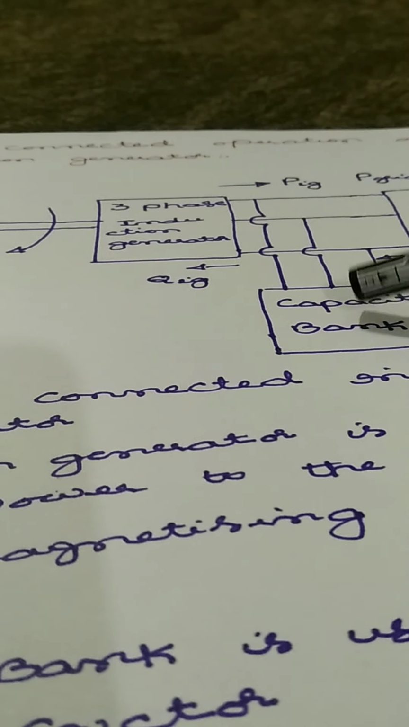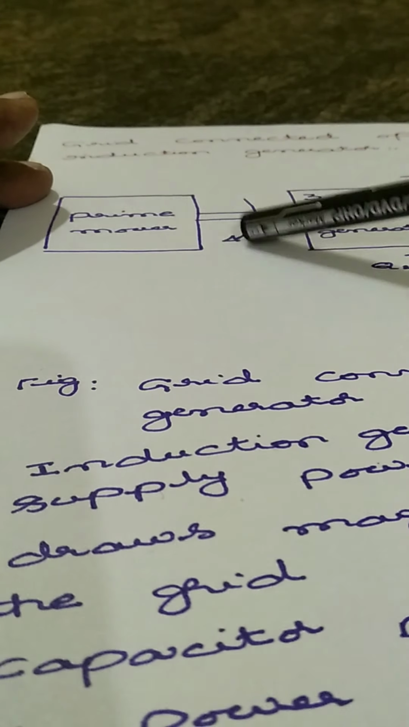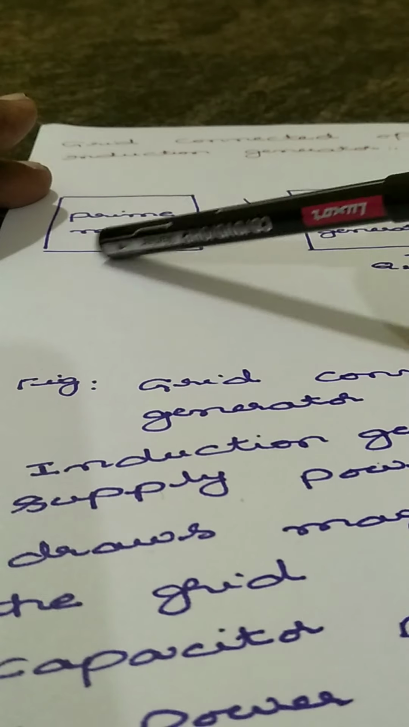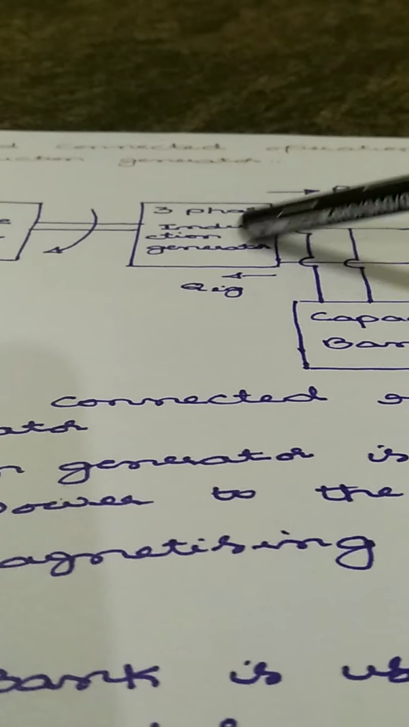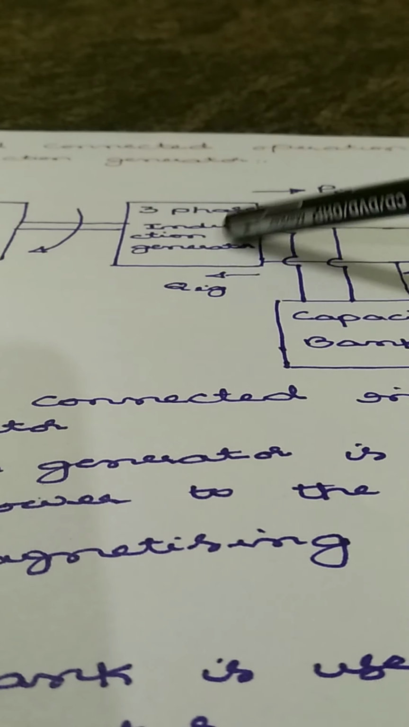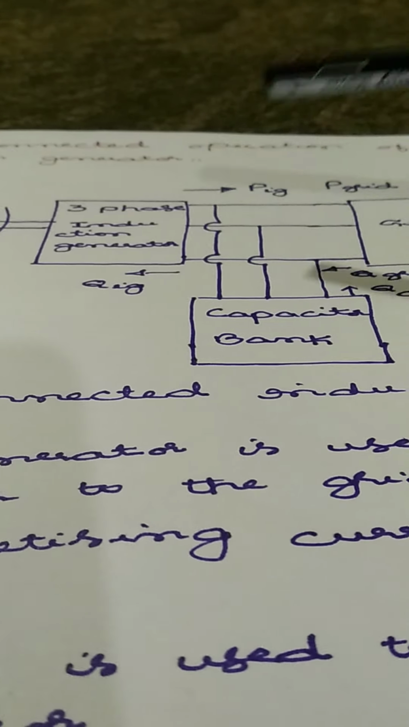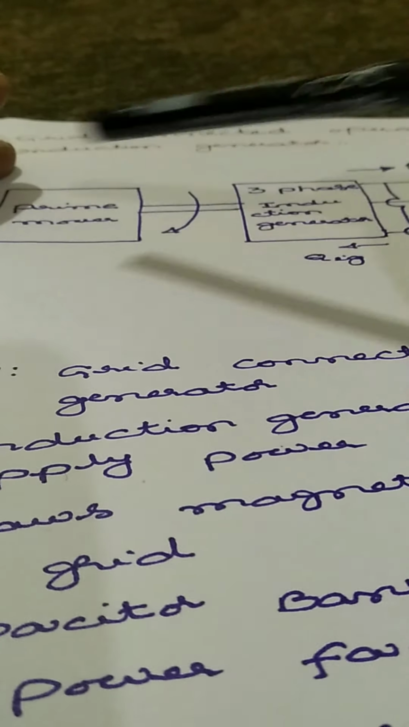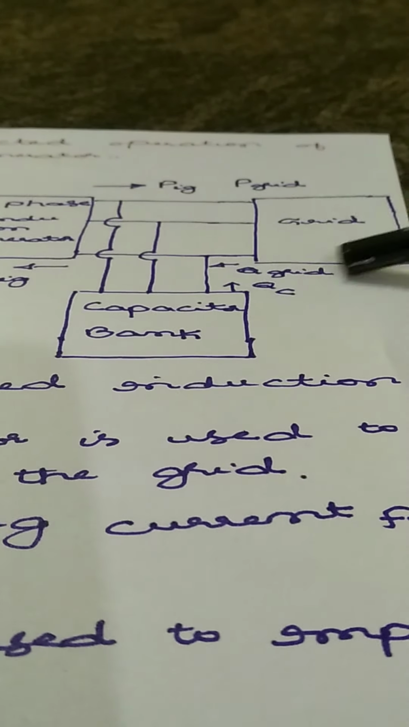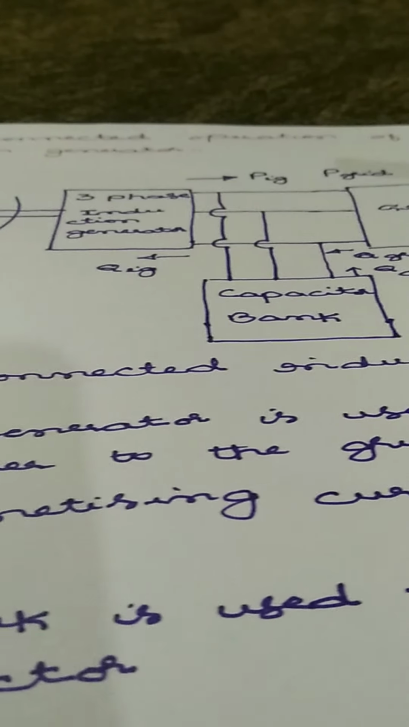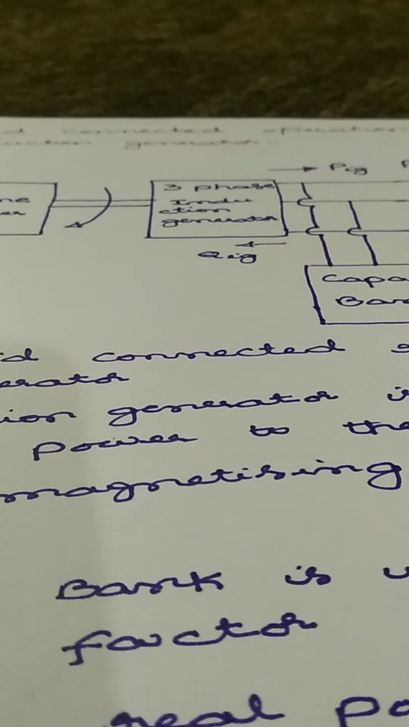This is the three-phase induction motor coupled to the prime mover. As the prime mover, we are using wind to run the induction motor. So whenever the induction motor operates above the synchronous speed, it acts as an induction generator. This is the block diagram of the induction generator supplying power to the grid.